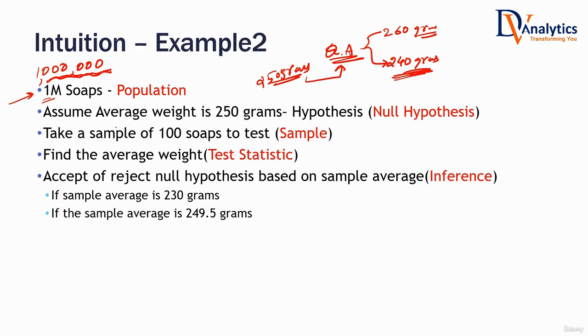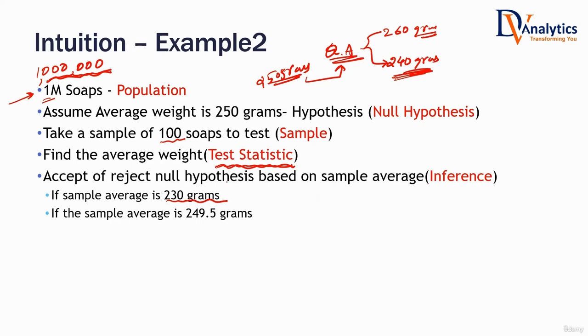We took a sample of 100 soaps. Then we found their average weight. That average weight is known as the test statistic, that number. Now, if that average weight is 230 grams, what would you do?